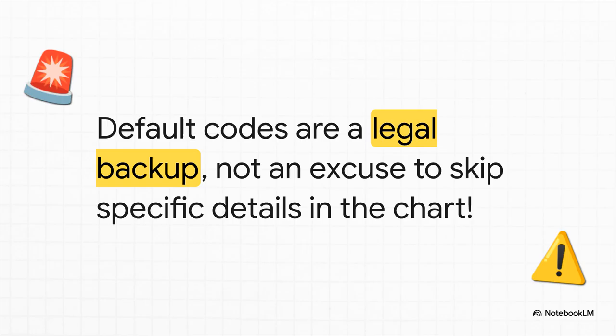Default codes are a legal backup. They are not an excuse to be lazy and skip specific clinical details that are actually present in the patient's chart. If you get into the habit of just grabbing the default unspecified code because, hey, it's the fastest thing to do, an auditor is going to come in, open that electronic health record, and find that the provider actually did document acute purulent appendicitis 3 paragraphs down in the surgical notes. If the specificity is there in the record, you absolutely must use the specific subterms in the index. You only use the default if the documentation genuinely offers no further details. Accuracy and specificity will always win.